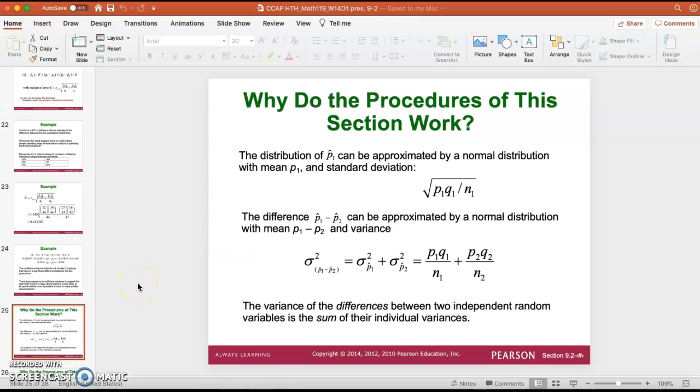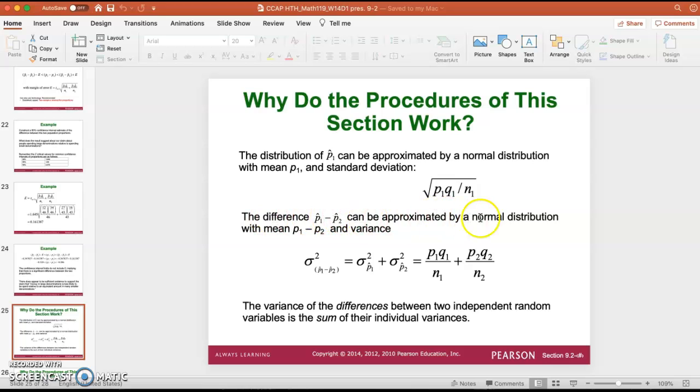Alright, and so this is just a little extension piece for why these procedures work, so I wouldn't worry too much about this, but have it here if you want to see why these procedures work. So the distribution of p hat, the sample proportion, can be approximated by the normal distribution with a mean of the population proportion and a standard deviation of the square root of p1 times q1 divided by the sample size.